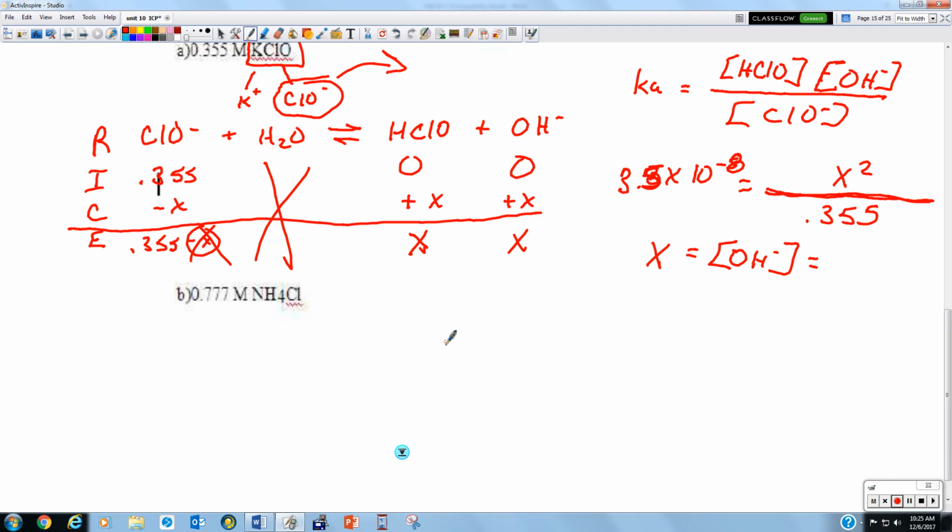So 3.5 E negative 8 times 3.355 gives you 1.24, or yeah, 1.24 times 10 to the negative 8, right? Yeah. And then you just take the square root of that, correct? All right. So did you get 1.11 times 10 to the negative 4? Yeah, that's what I got.